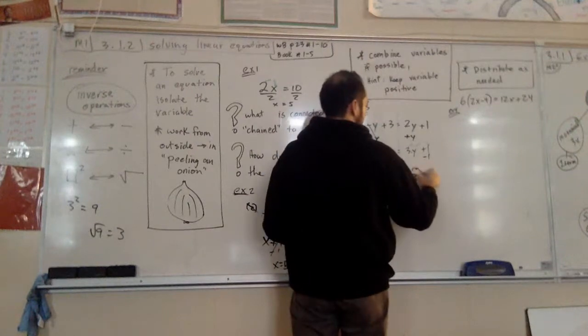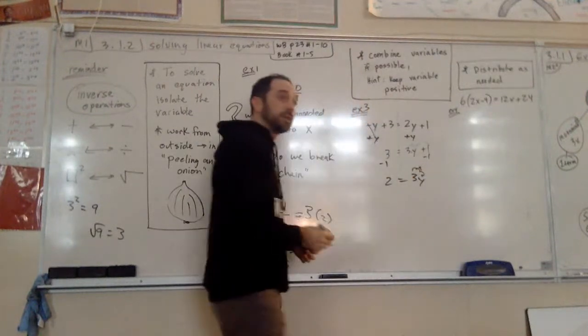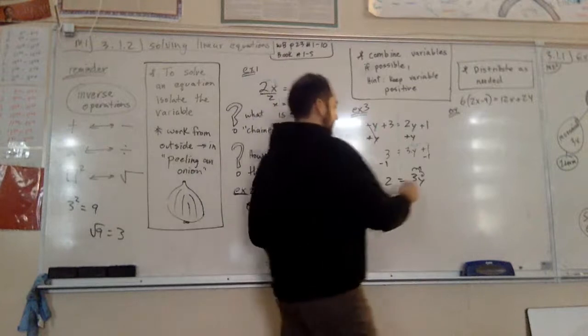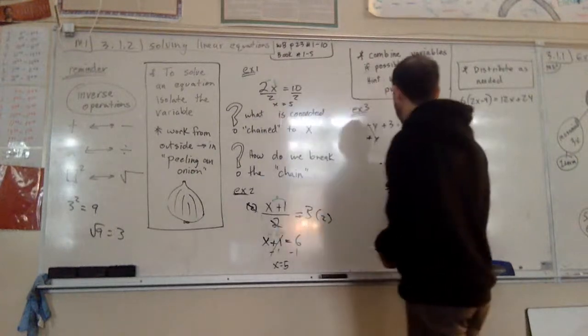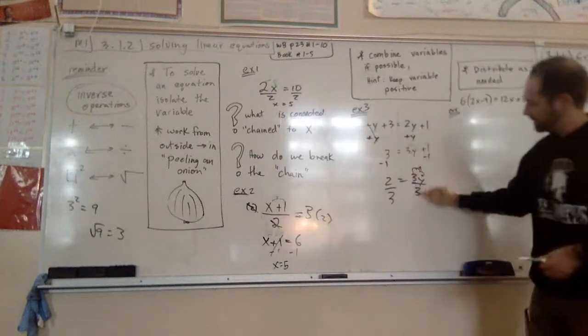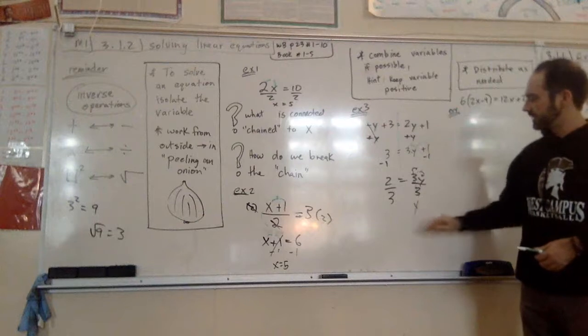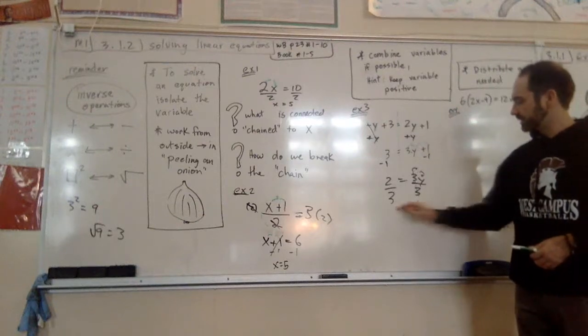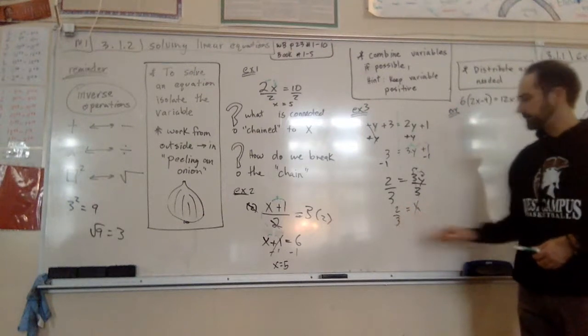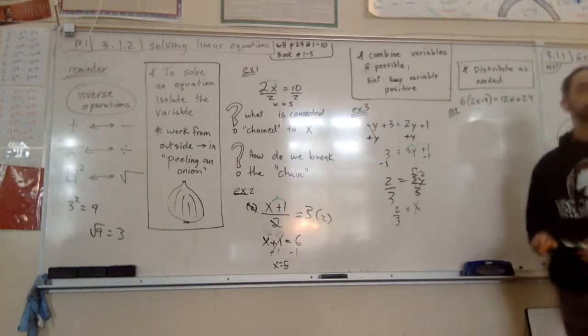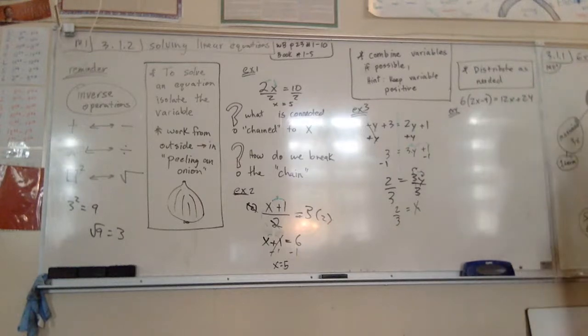Okay, now we still have multiplication. How do we break that chain? Okay, you guys have 3 over 3, which is 1. Y, we broke that chain. And we get y is 2/3. But did we basically learn this? We're just doing it with a little bit more, not difficult, but slightly more complicated steps.